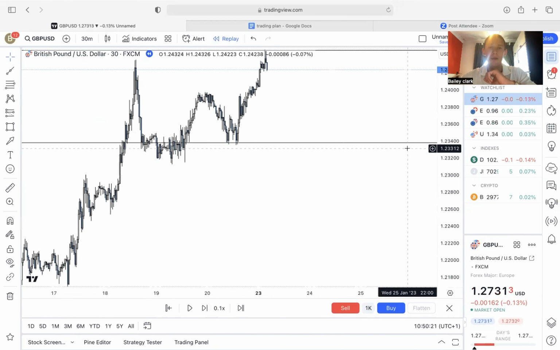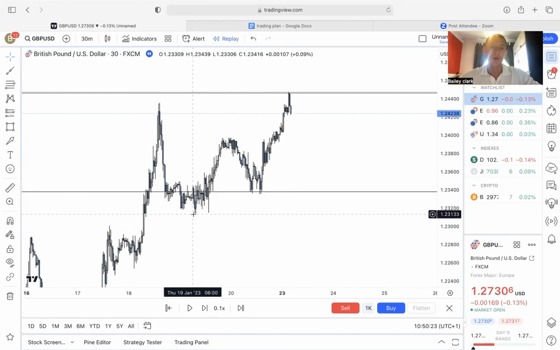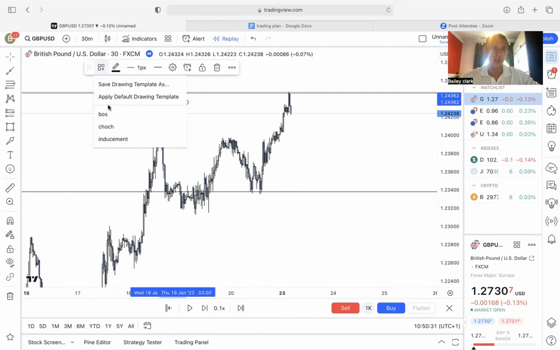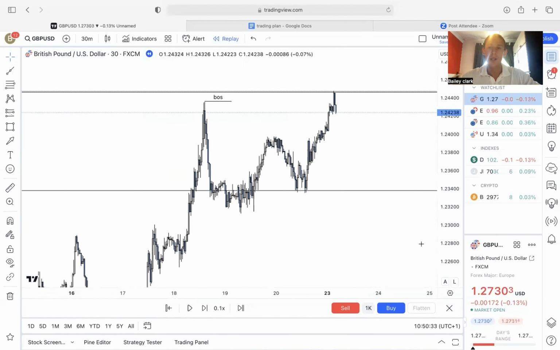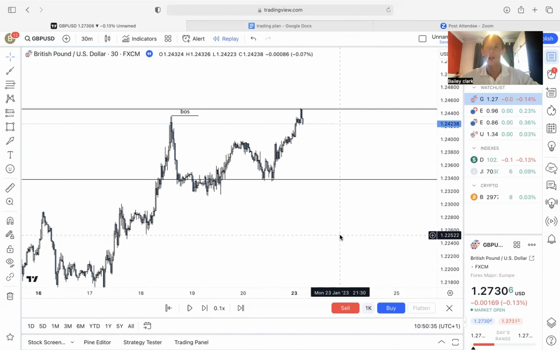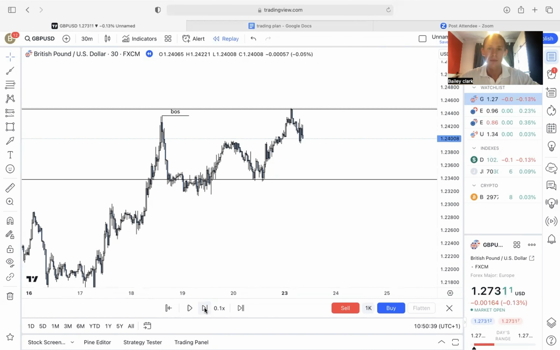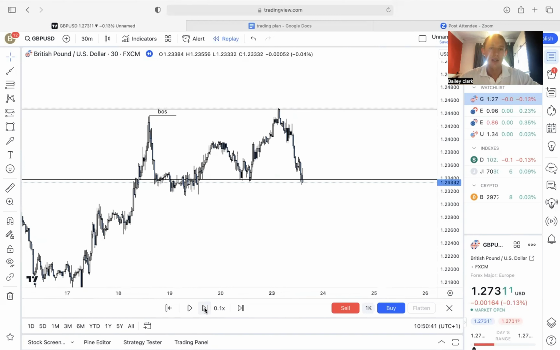Okay, so now price has formed this higher low and this higher high. So that is our break of structure just there on the lower time frames. So now what we are waiting for is obviously the break of structure in the opposite direction to the trend, and see if we get that.